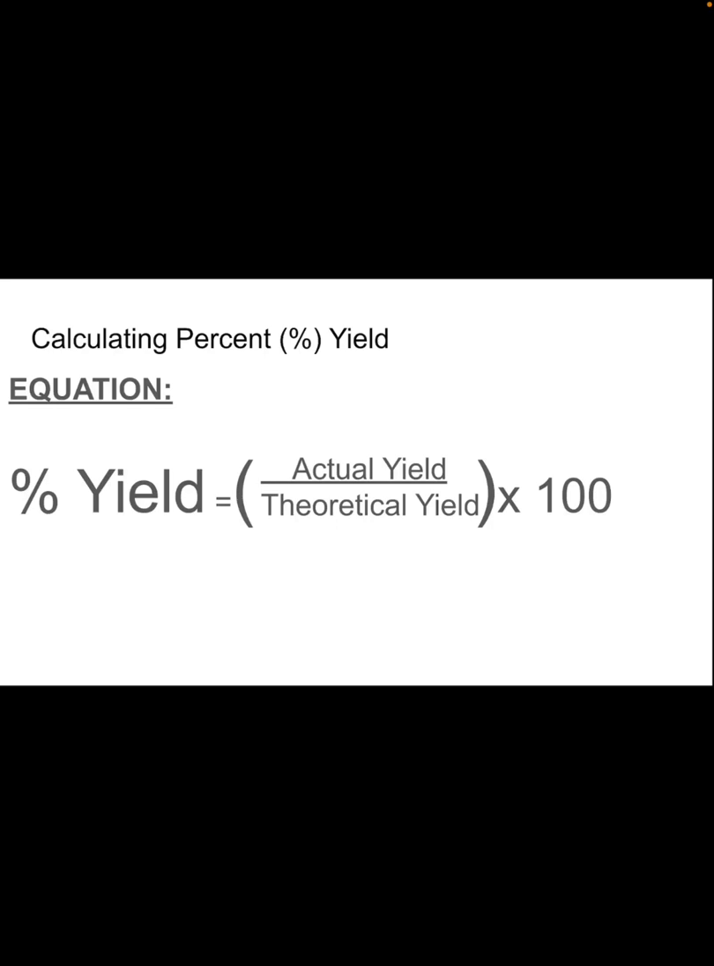So to calculate percent yield, it is the actual yield, something you can actually measure in the lab, divided by the theoretical yield, which is basically like when you're doing math or stoichiometry and you're solving for x, that's your theoretical yield. And then you're going to multiply that by 100 to get a percent.